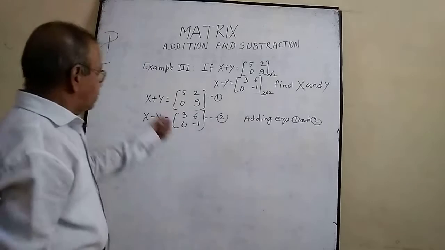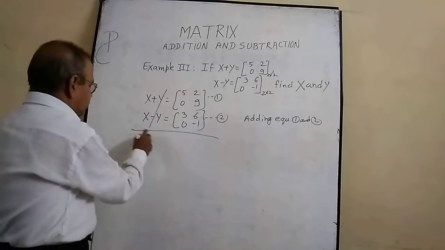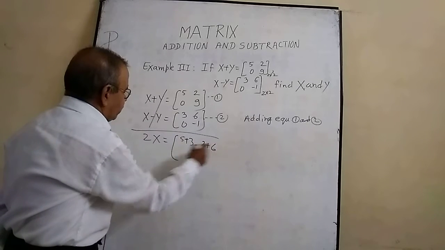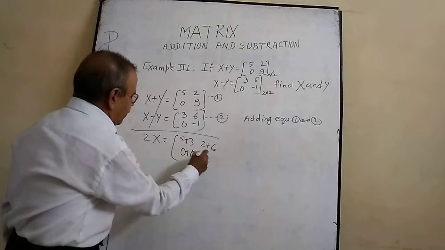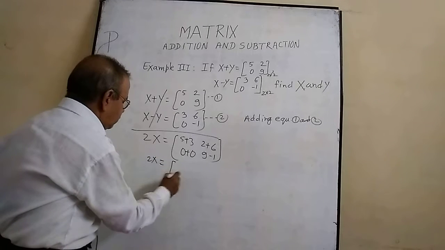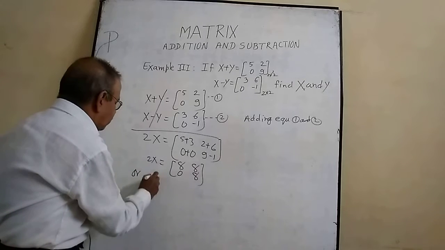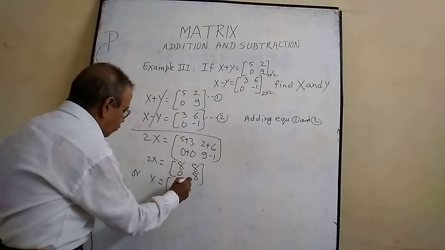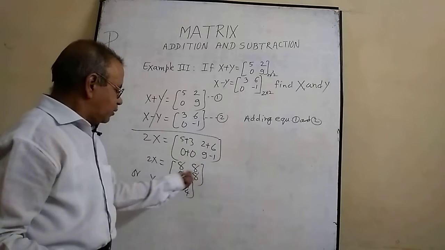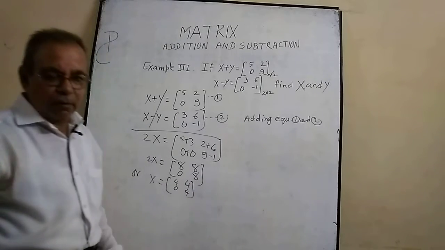equation 1 and 2, when we add both of them, this is plus and this is minus, so naturally it cancels and it becomes 2X. This 2X is equal to 5 plus 3, 2 plus 6, 0 plus 0, and 9 minus 1, so 2X is equal to [8, 8; 0, 8], or X is equal to [4, 4; 0, 4], because we divide each and every term of 8, 8, 0, 8 by 2, and it becomes 4, 4 and 0, 4.